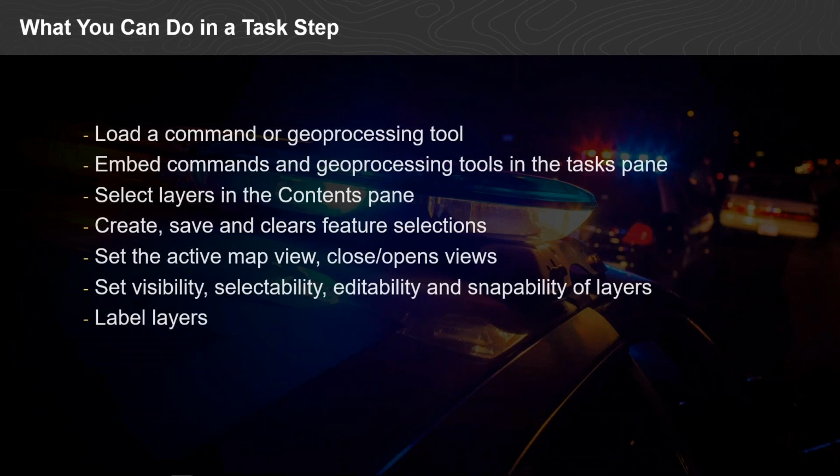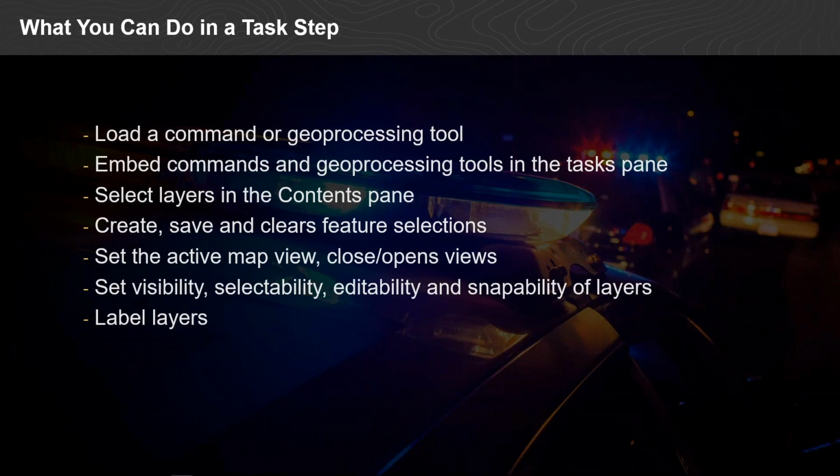So what are the kinds of things you can do in a step of a task? Well, first and foremost, any command or geoprocessing tool that exists in ArcGIS Pro can be called from a task step. So think about all the tools you most commonly use. It can be anything that you would click on, basically, in any menu in ArcGIS Pro, or any tool that exists in the toolbox pane.